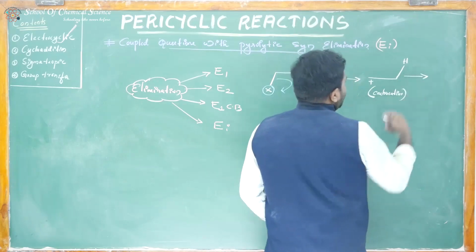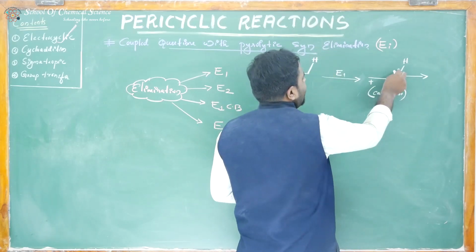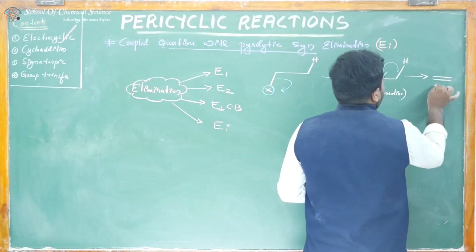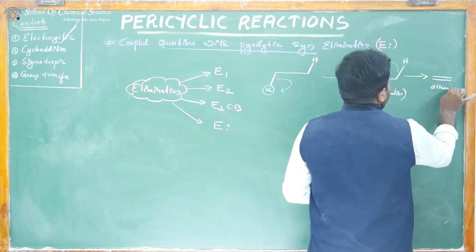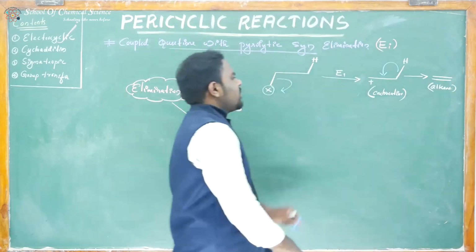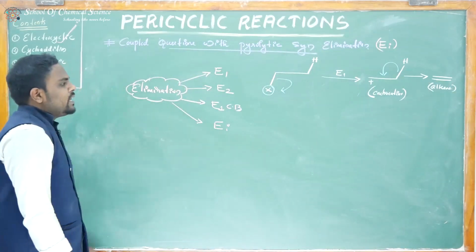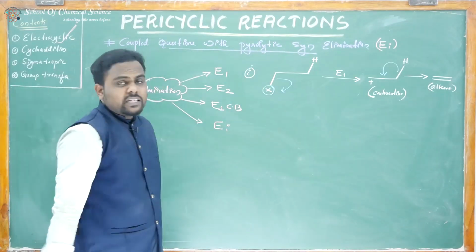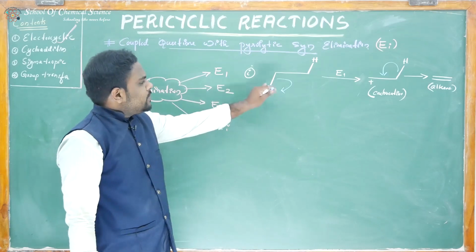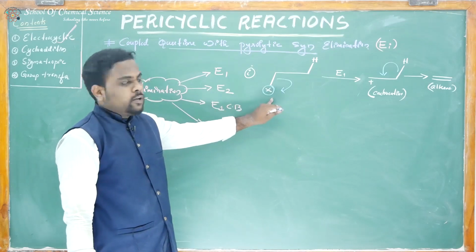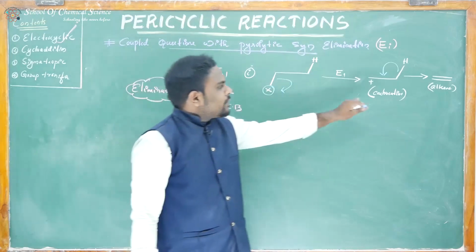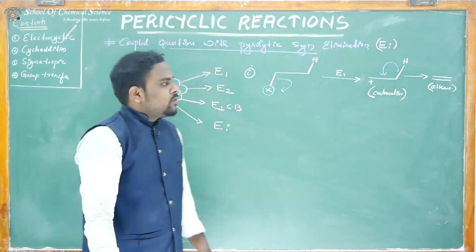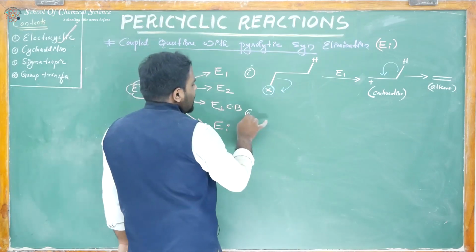In the next step, this carbon hydrogen bond shifts towards this side to form an alkene. After elimination, a multiple bond is formed. So E1 elimination is a two-step process. First step is the elimination of leaving group X minus to form a carbocation. Next step, the proton of the carbon hydrogen bond is removed to form an alkene. Then the second one, E2 elimination.